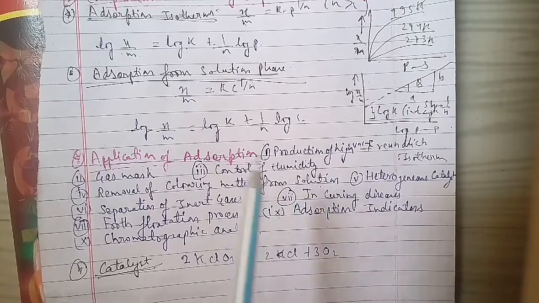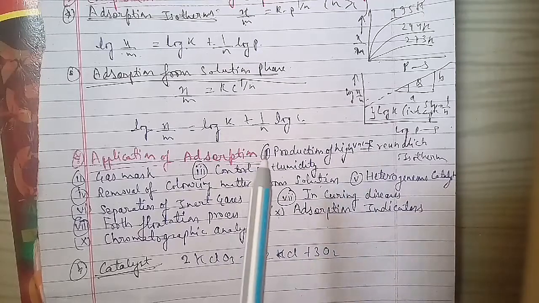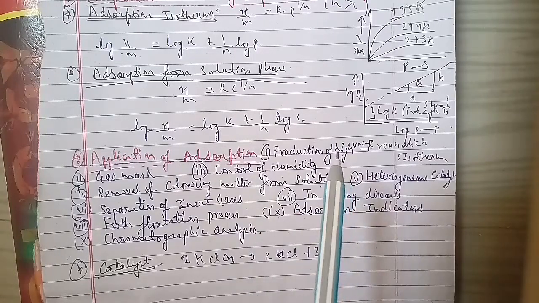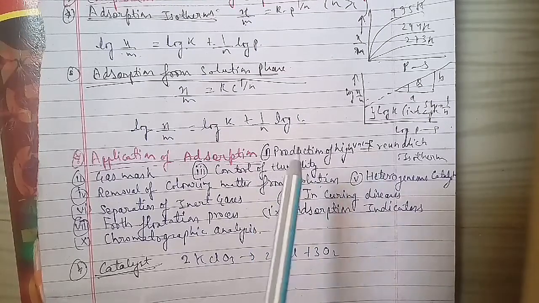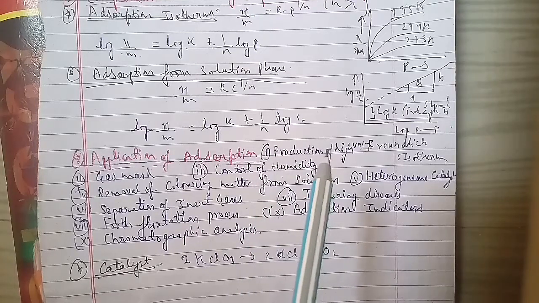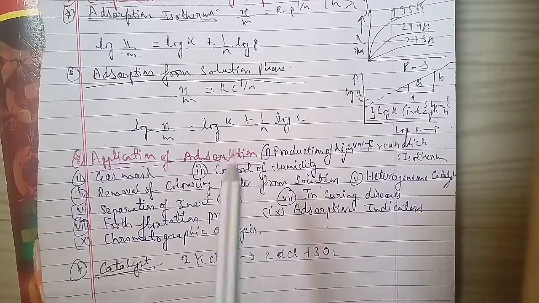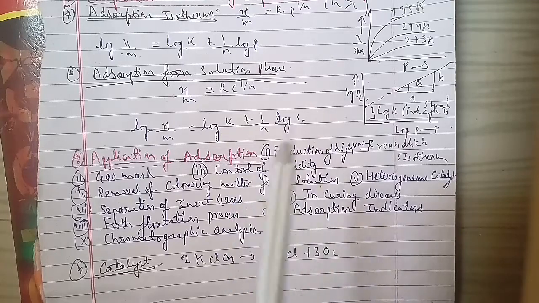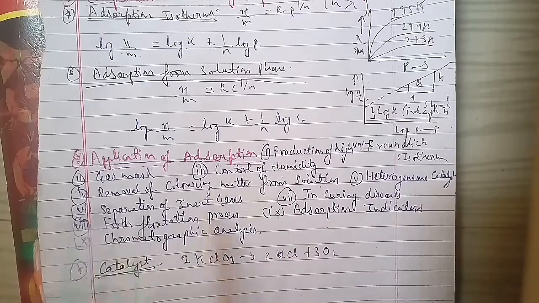Promoters and poisons. In terms of promoters and poisons, we have to discuss them in detail, and there are many things to be discussed in terms of catalysts, but we will discuss these one by one. The promoters are substances that enhance the activity of the catalyst, and the poisons decrease the activity of the catalyst.